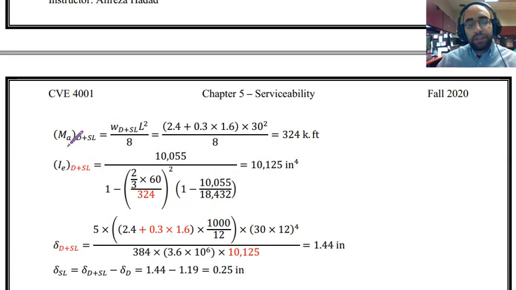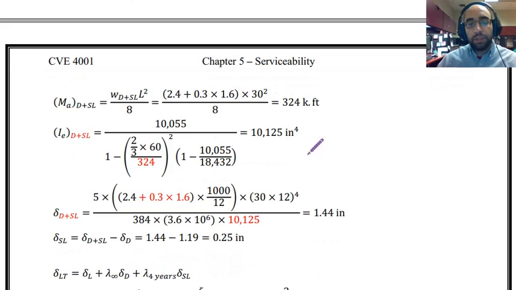So calculating the moment because of dead and sustained load, again, it is the same equation that we used before. The only thing is that I am adding the sustained live load to the loading. Dead load is the same. The moment is equal to 324 kip-foot. Then the same equation for effective moment of inertia. The only thing that is changing is the applied moment. Over here it is dead and sustained live load. And as we calculated before, that is 324.